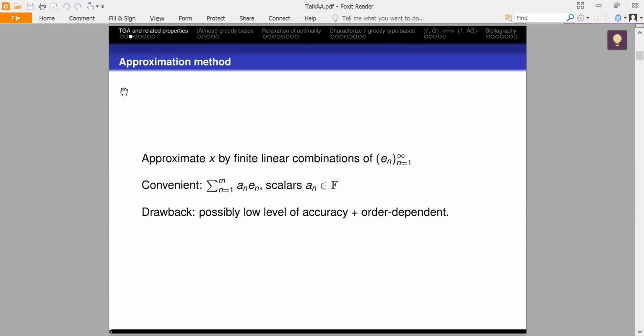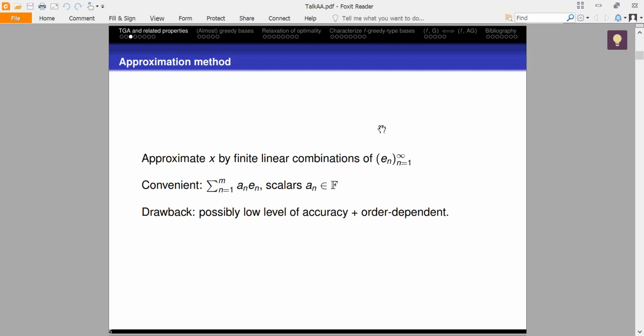Later we introduce some methods that might increase the level of accuracy. And second, this is order dependent, right? Because you are talking about the first n vectors of the basis, but in our definition of a basis, we do not care about order. So this somehow contradicts our setup of a basis. So we need another method to approximate a vector, and this was introduced by Konyagin and Temlyakov in 1999. What they had was the thresholding greedy algorithm or the TGA that we will now describe.